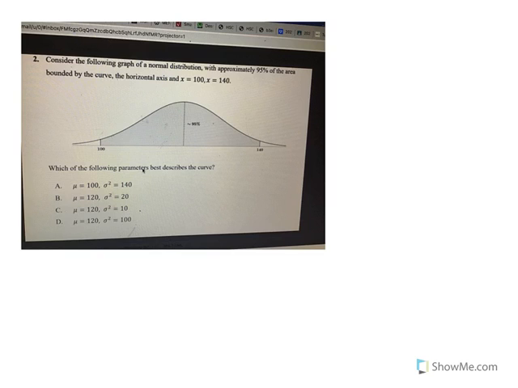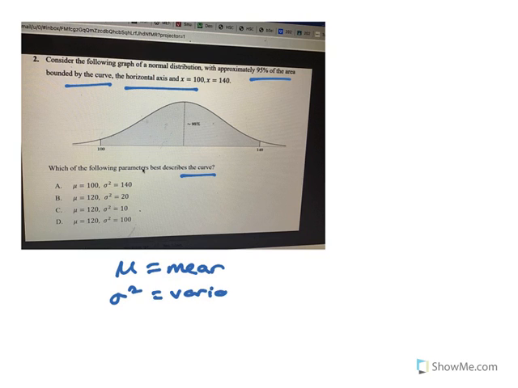Okay, so looking at this, consider the following graph of a normal distribution with approximately 95% of the area bounded by the curve. The horizontal axis is from x equals 100 to 140. Which of the following parameters best describes the curve? Okay, so that means that's the mean. Then this one here is the variance. And the standard deviation is the square root of the variance.